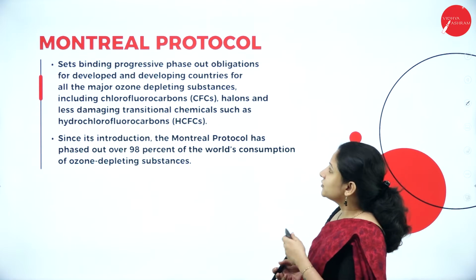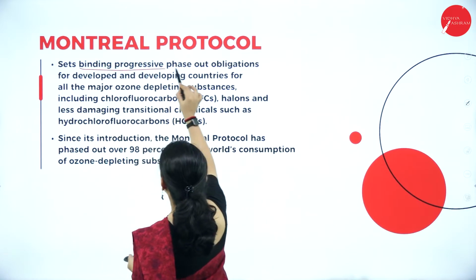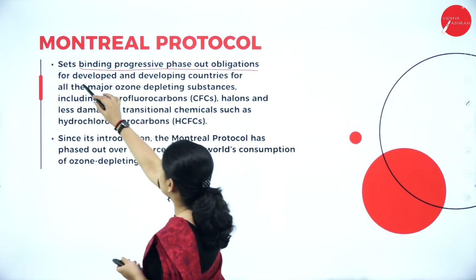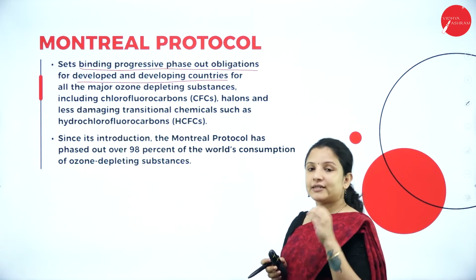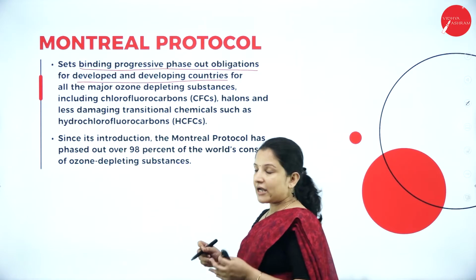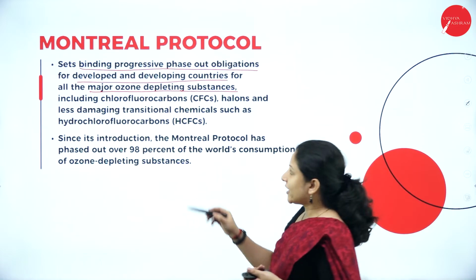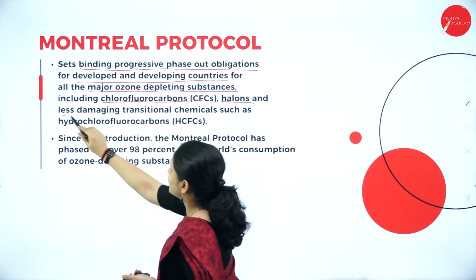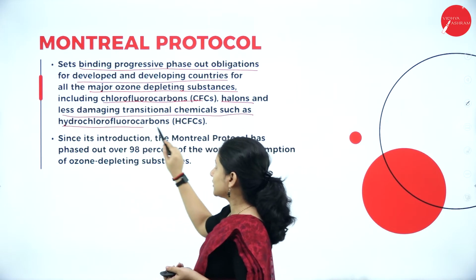This Montreal Protocol also sets binding progressive phase out obligations for both developed as well as developing countries, wherein they put some rules and regulations for the developed and the developing countries in order to stop manufacturing major ozone depleting substances such as chlorofluorocarbons, halons, and less damaging transitional chemicals such as hydrochlorofluorocarbons.